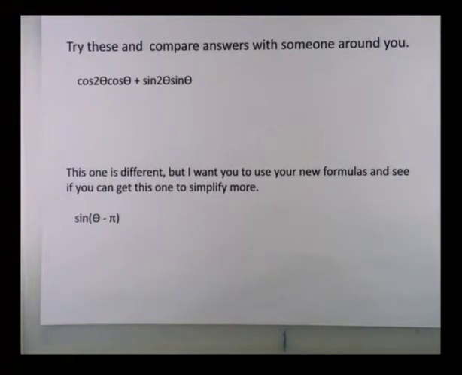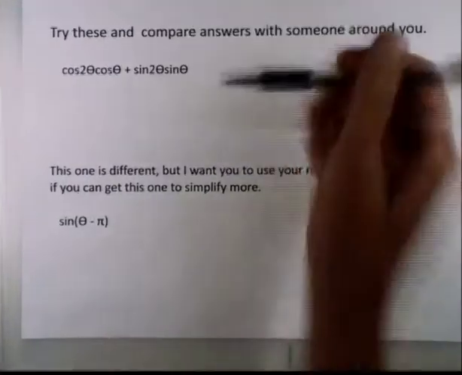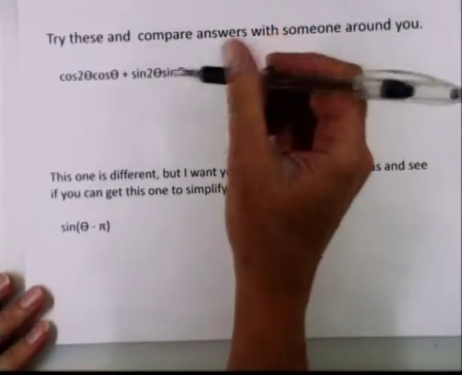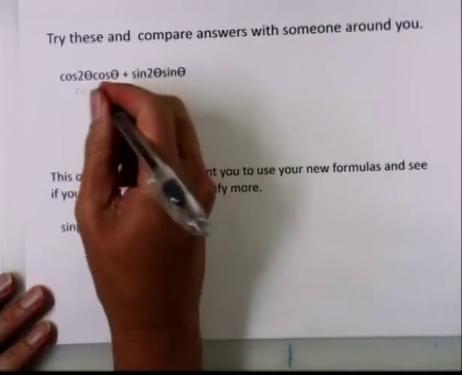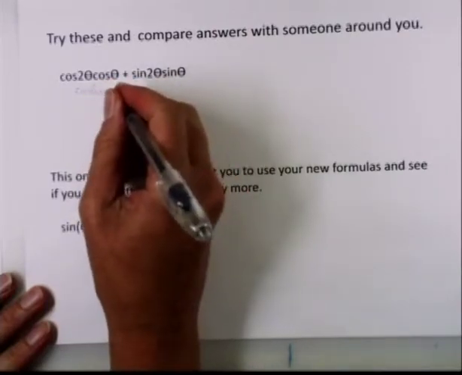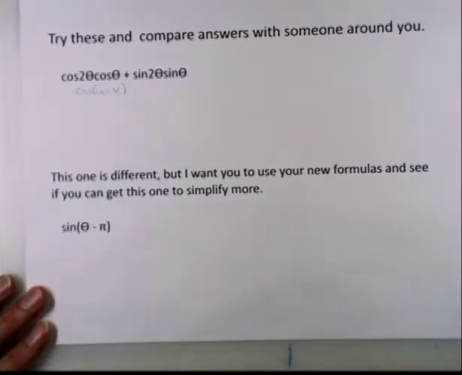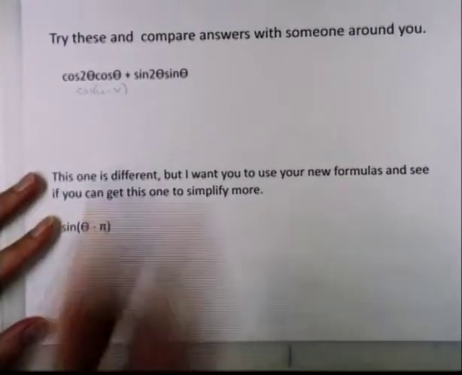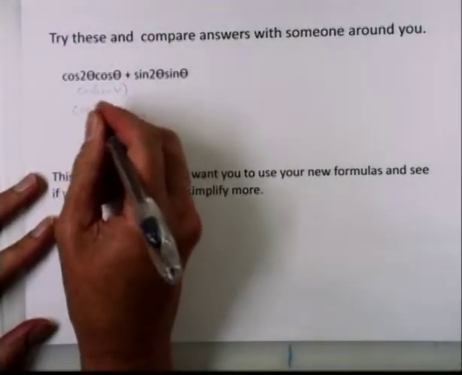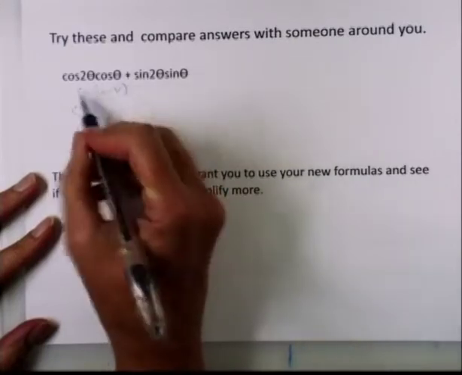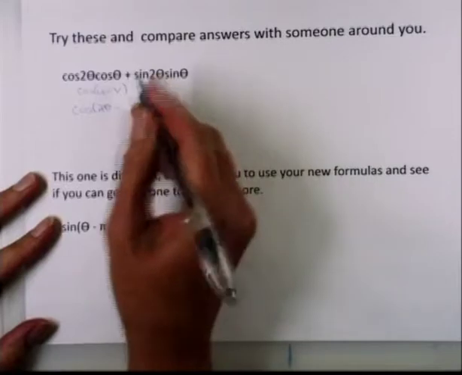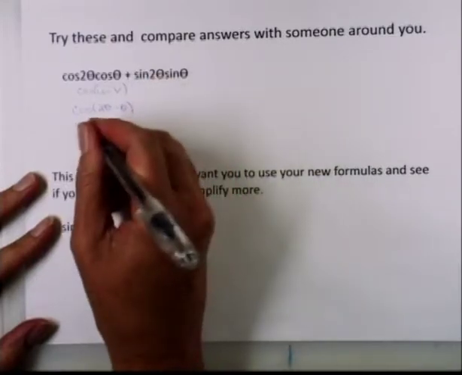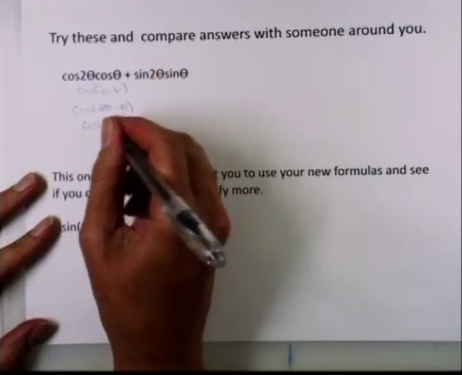Okay, so if you had tried these, we're going to look at this one, and I notice that this looks like the cosine of u minus v. So that's the identity I'm going to be using, or the formula. So this will be the cosine of u, which was 2 theta, minus v, which is theta. And then when I simplify that down, you should have come up with the cosine of theta.